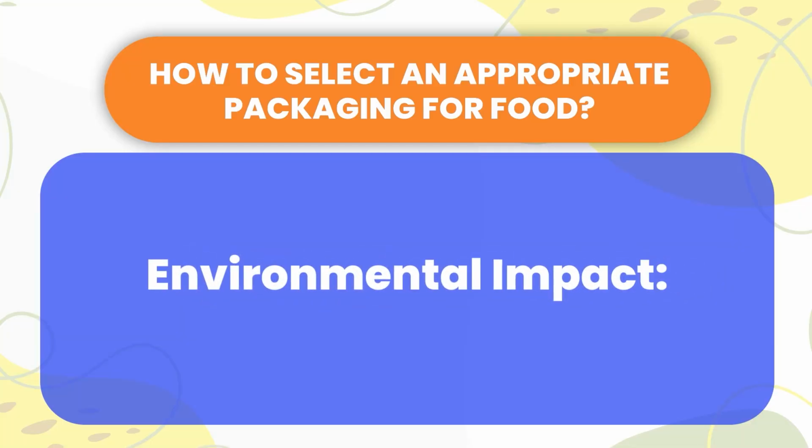And the last but not the least, very important factor for selecting an appropriate packaging for food is the environmental impact of that packaging material. It has to be sustainable. It has to be eco. So we have to try for using some packaging material which is eco-friendly, at least recyclable or biodegradable or compostable. That is the best way of choosing the packaging material.